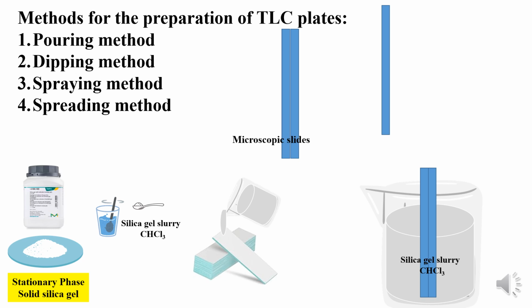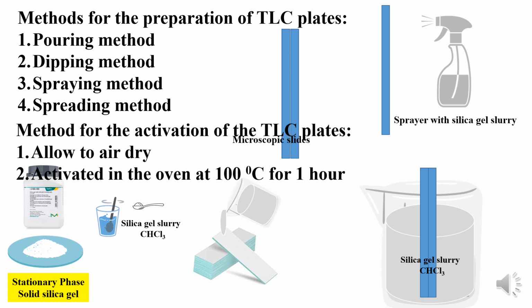And in case of the spraying method, you take a glass plate of suitable dimension, you fill the sprayer with silica gel suspension and spray the silica gel slurry onto the glass plate. Now again, in case of the spraying method, you cannot expect a silica gel layer of uniform thickness. And the spreading method is the recommended method where you can get a silica gel layer of uniform thickness. Now commercially available spreaders can be used.